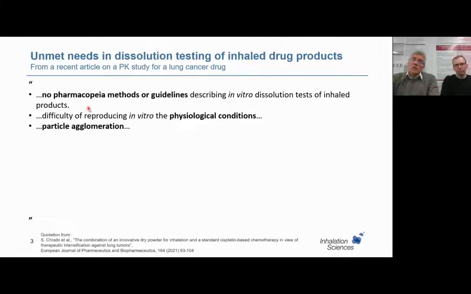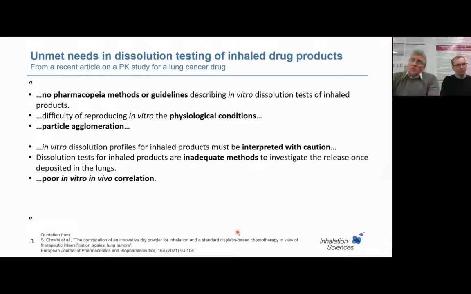So, there are no standardized methods or guidelines describing in vitro dissolution tests for inhaled products. There is a difficulty reproducing physiological conditions, what happens in the lungs, with the in vitro dissolution methods available today. They also had issues with particle agglomeration between the API and the excipients, something that often happens when working on dissolution tests. Then there is another group of comments within the same paragraph. They recommended interpreting the dissolution profiles with caution because of the quality of the data they could generate. Overall, their comment was that the methods used today are just inadequate for what they would like to achieve, and the in vitro, in vivo correlation was judged as poor.